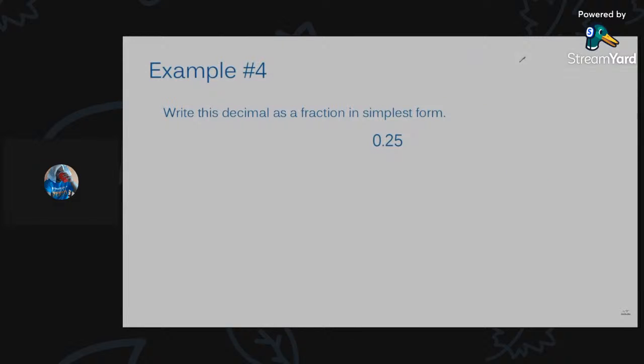Example number 4. The directions say write this decimal as a fraction in simplest form. Okay, we have something different to do. We need to take this decimal and write it as a fraction. So what we need to do is look at the very last number in our decimal and see what place it's in. The 2 is in the 10ths place. The 5 is in the 100ths place. The place that the last digit, in this case the 5, is in is crucial. That becomes the denominator, okay?